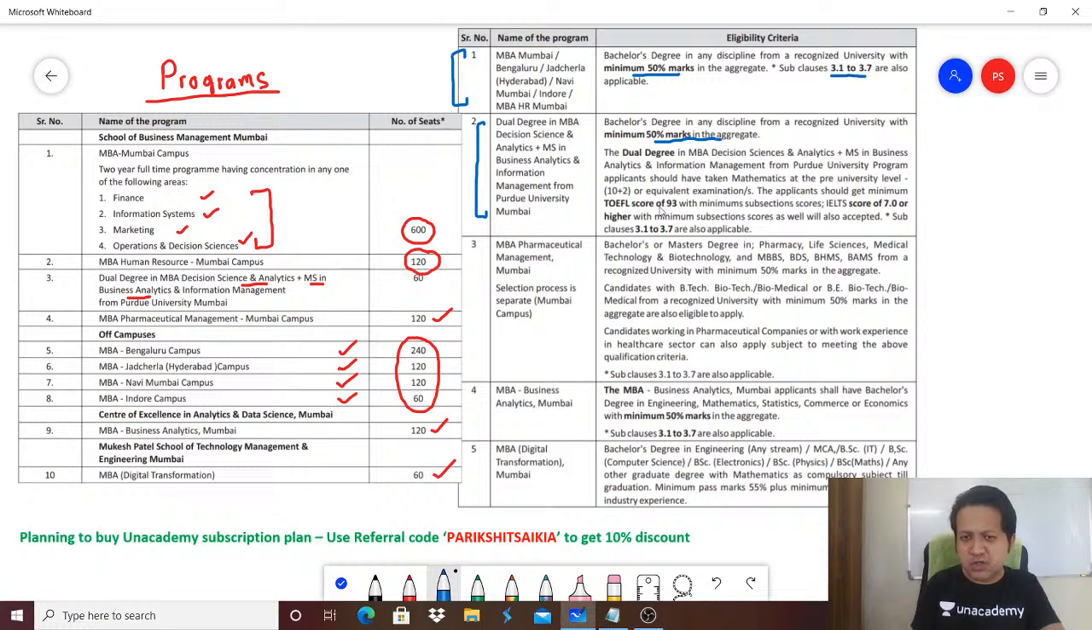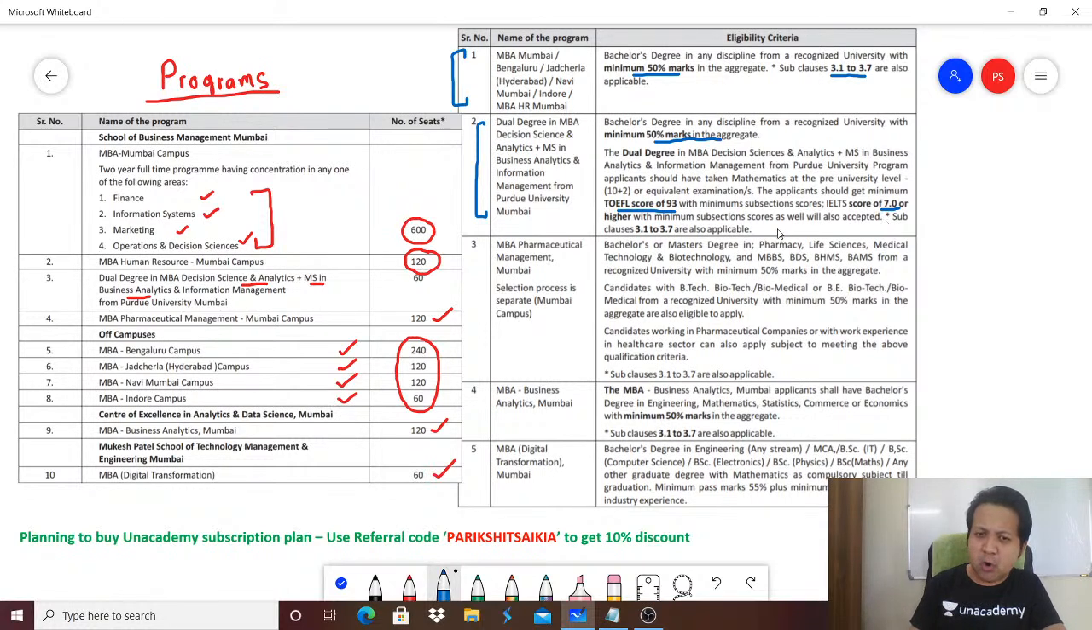Plus, you also need a TOEFL score, a minimum TOEFL score of 93, or an IELTS score of 7 or higher. So this is not for the flagship program, but this is for those who are interested in an MBA in decision science and an MS in business analytics.